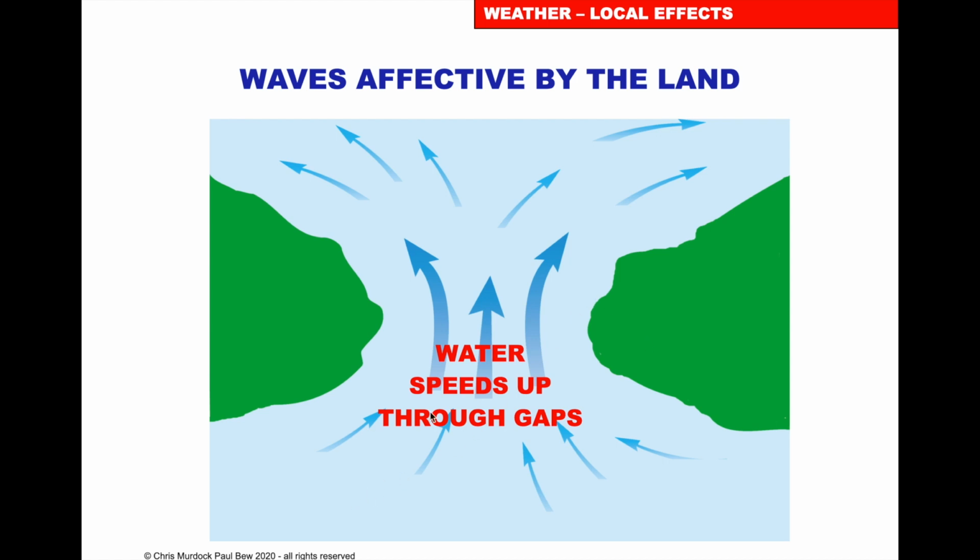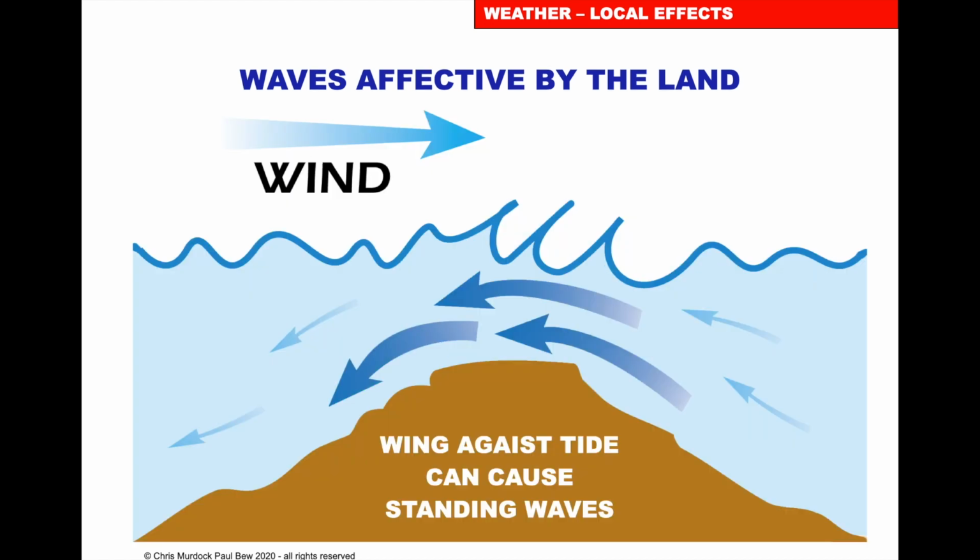Water speeds up as it goes through the gaps. Waves are affected by the land, so we've got wind against tide, and the tide increasing over shallowing areas, causing the waves to increase. If you look on the chart, it will have the symbol for overfalls, and these areas are overfalls. One example is off St Catherine's Point on the southern tip of the Isle of Wight.